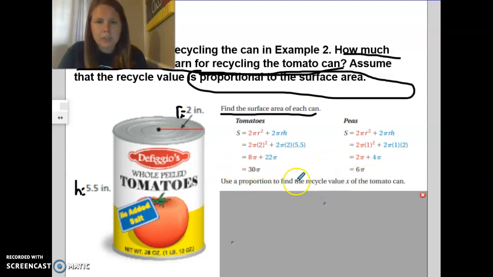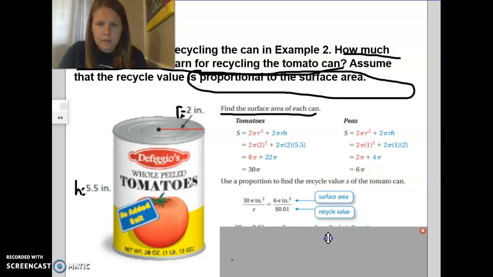Now it says use a proportion to find the recycled value x of the tomato can. So we are going to set up a proportion. How they set it up in the book is they took the surface area and put it out of the recycled value. In this case, this is the can of peas, and we're just going to leave it at 6 pi. 6 pi inches squared out of 1 cent, or 0.01. We're setting it equal because that's what you do in proportions. Then you put the surface area of this tomato can, which is 30 pi, over x.